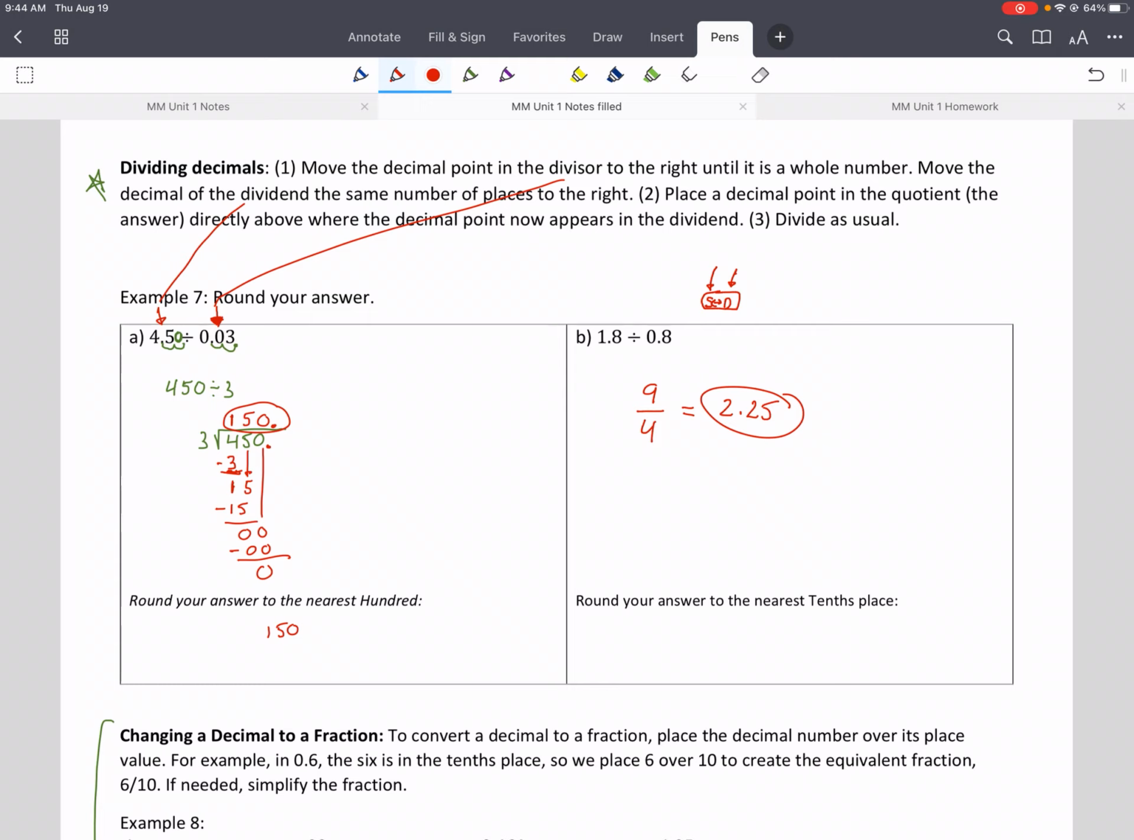Okay, it says round to the tenth place, so here's the tenth place. We look to the right, it's a 5, so do we round up to 3 or round down to 2? Since it's a 5, we round up. 5 or greater, we round up, so 2.3.